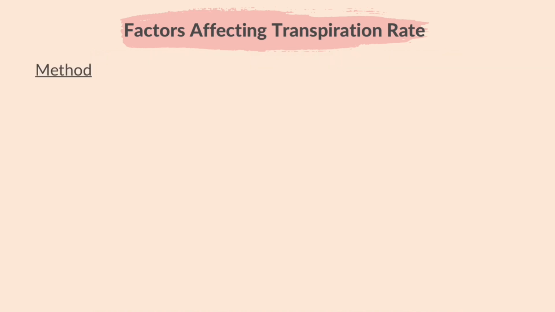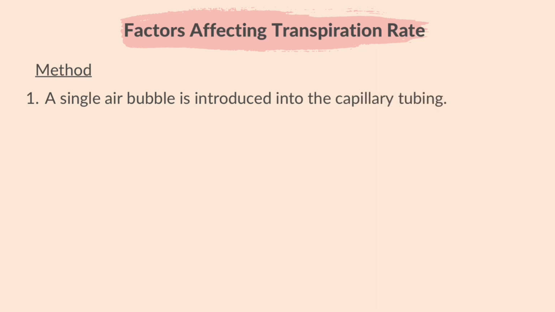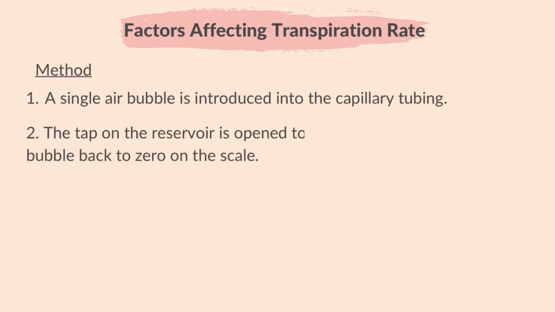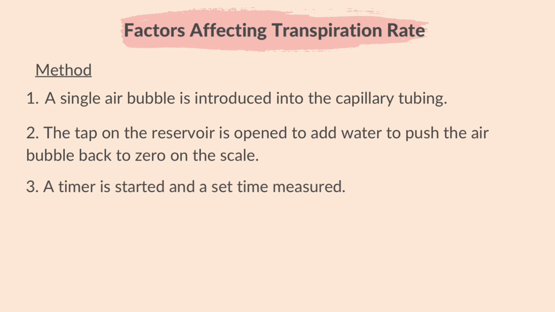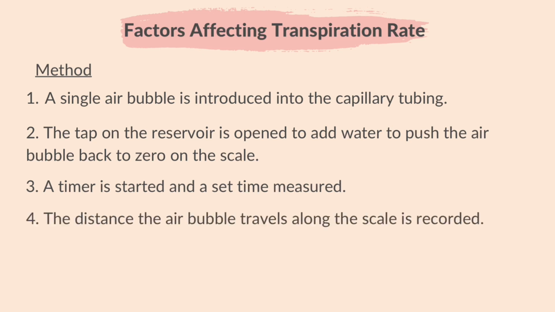The method for this experiment is: a single air bubble is introduced into the capillary tubing. The tap on the reservoir is opened to add water to push the air bubble back to 0 on the scale. A timer is started and a set time is measured. The distance the air bubble travels along the scale is recorded. So record the starting location as well as the end location.